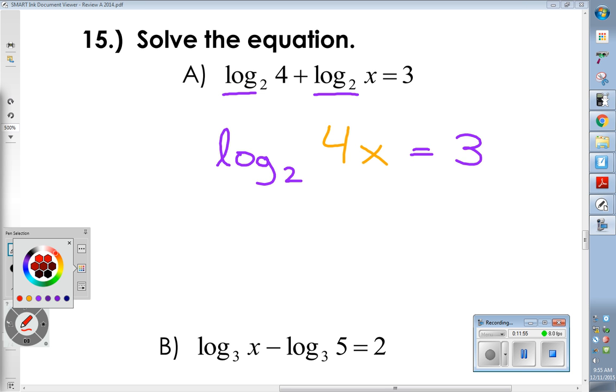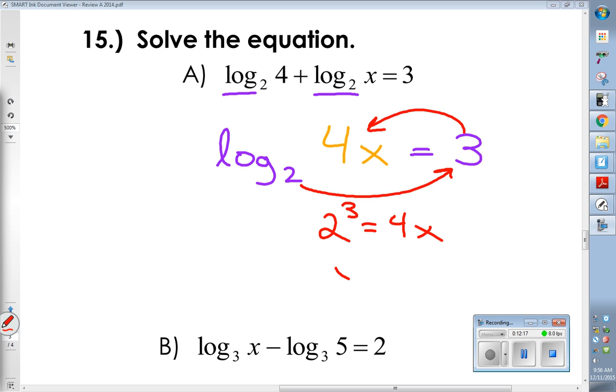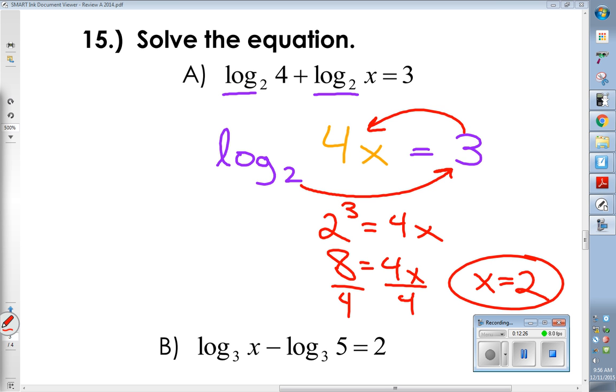Okay, from here, we're trying to solve. I've got log on one side, but not the other. If log was on both sides, I could cancel them out. But I have log on one side, not the other. What's my way of solving? Log on one side, not the other: first, last, second. 2 to the third equals 4x. Then 2 to the third is 8. Divide by 4. X is 2.